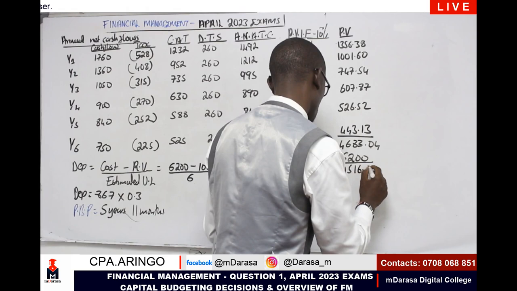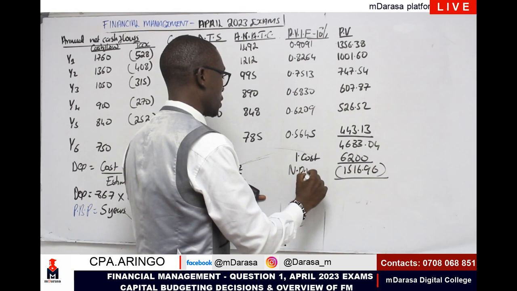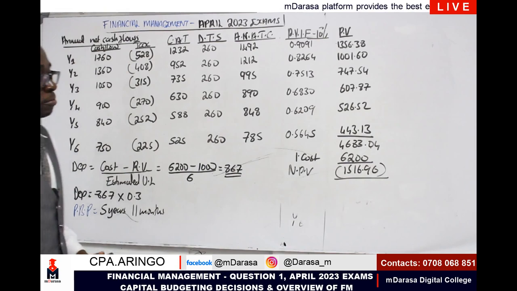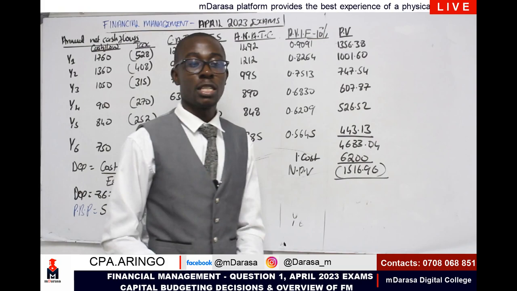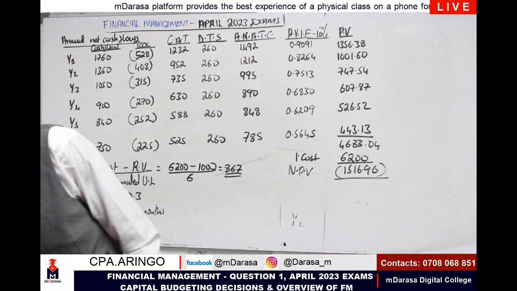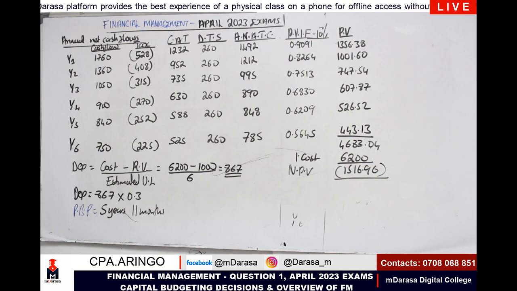So my NPV here is negative. Our payback period was 5 years. So the moment I've seen an NPV to be negative, that project is not desirable. We should not go with that project. We should not invest in that project completely.